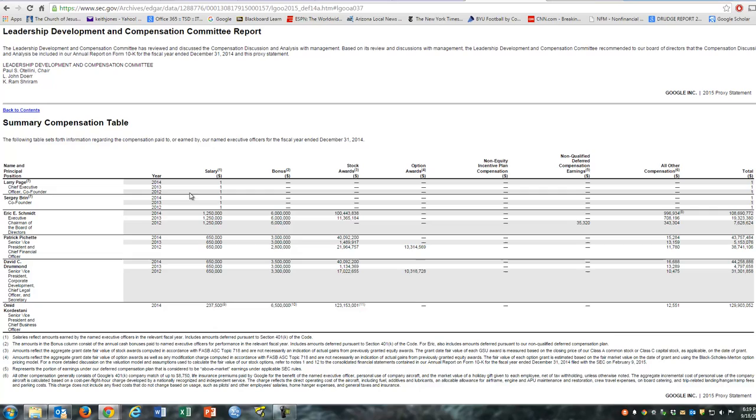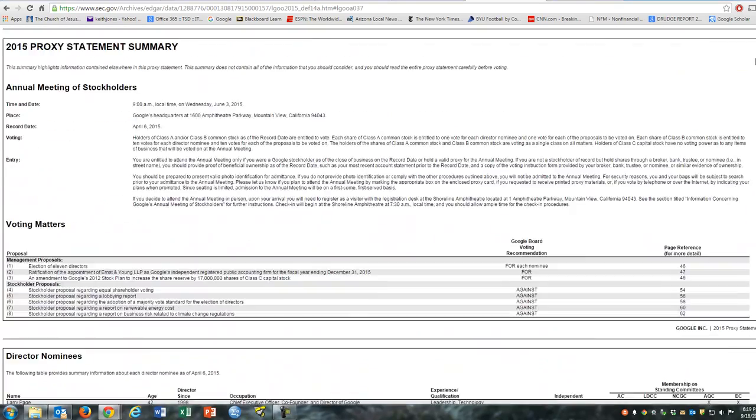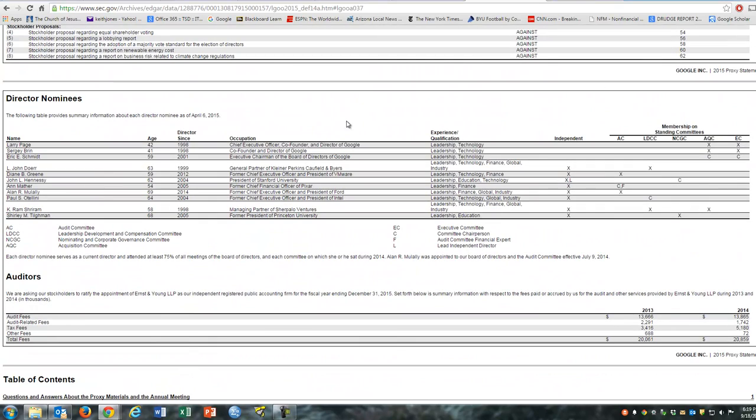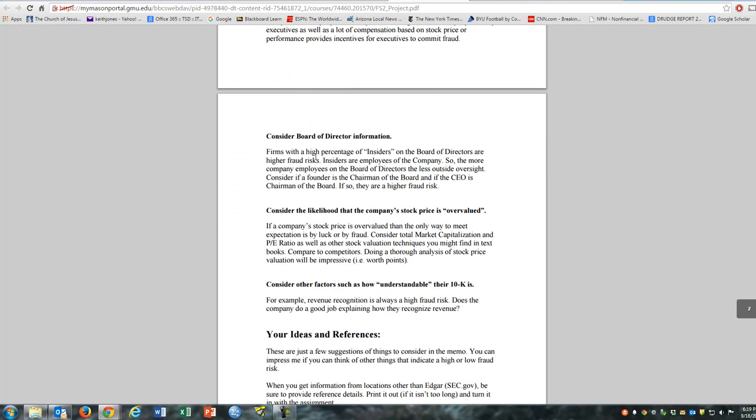You can gather a lot of useful information about the company here. Like I said, it also has the board of director information up here. So that helps us determine if there are insiders on the board, because if we go back to FS2, it has considered board of director information. So firms with a high percentage of insiders on the board of directors are a higher fraud risk. And by insiders, we mean employees of the company.